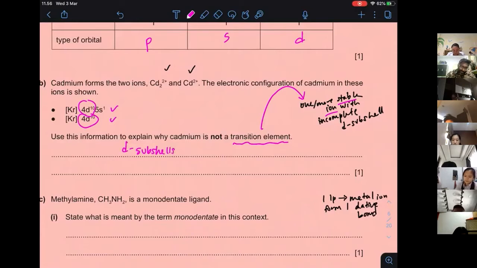Or if you want to use this approach, you say that cadmium is not a transition element because it doesn't form one or more stable ions with incomplete d subshell. So, different ways of answering.